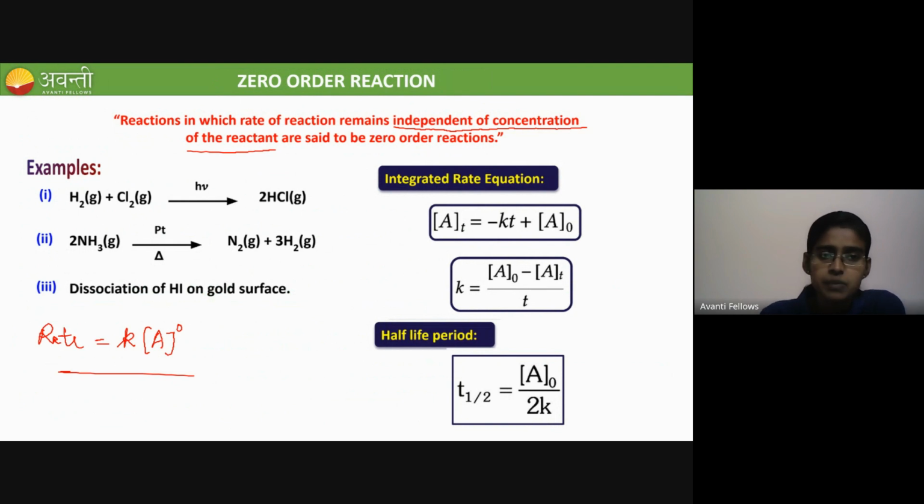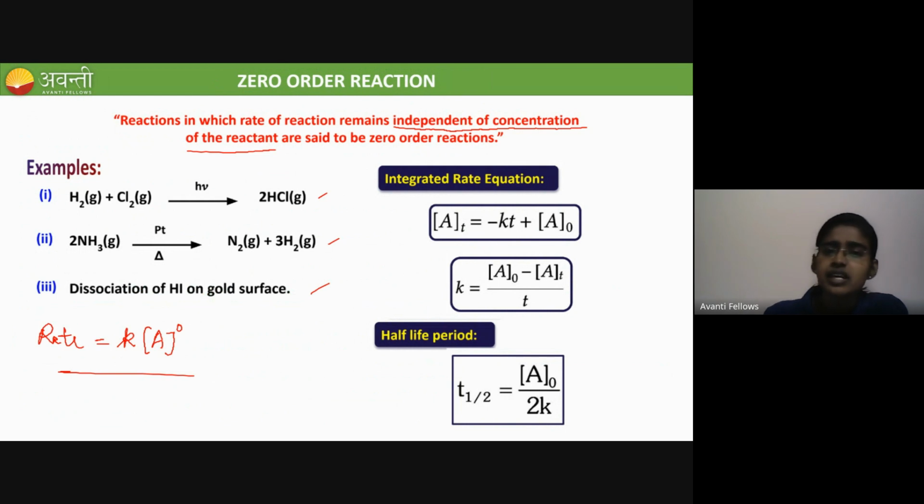Some of the examples are given here. H2 plus Cl2 giving HCl, NH3 in the presence of a platinum catalyst on heating produces nitrogen and hydrogen gas, and the dissociation of hydrogen iodide on a gold surface. These are some of the examples of zero order, which are also very important.